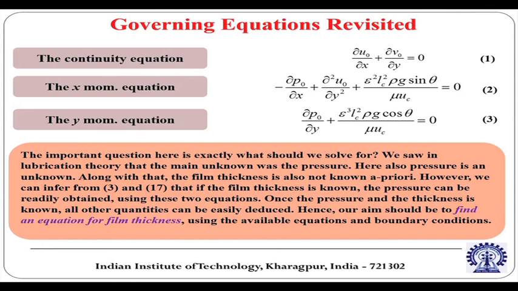So the important question is exactly what we should solve for. There are too many equations, and quite a few boundary conditions. So what do we actually solve for? We saw in the lubrication theory that one of the main unknowns is pressure. Here also, pressure is an unknown, and along with that the film thickness is not known a priori. Once the pressure and the film thickness are known, all other quantities can be easily deduced. Hence, our aim should be to find an equation for film thickness using the available equations and boundary conditions. We will take it up in the next lecture.